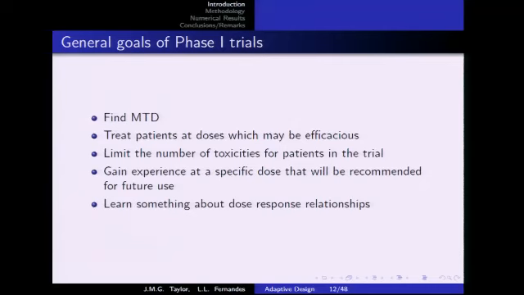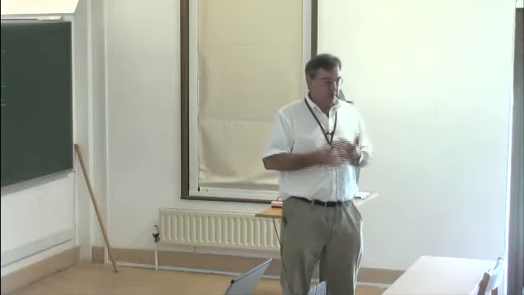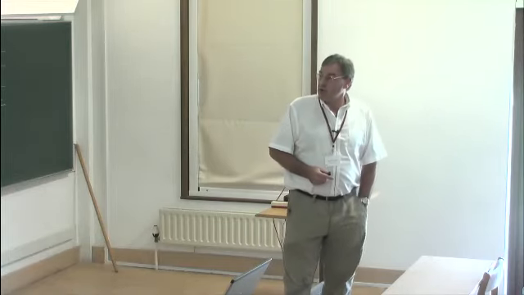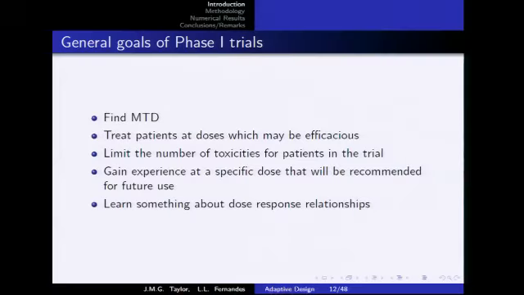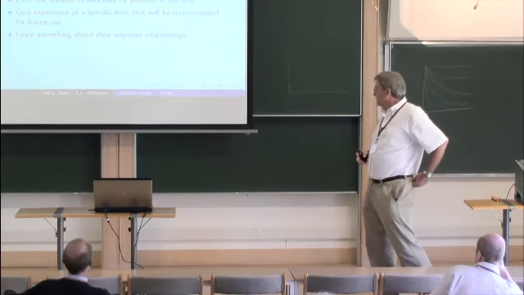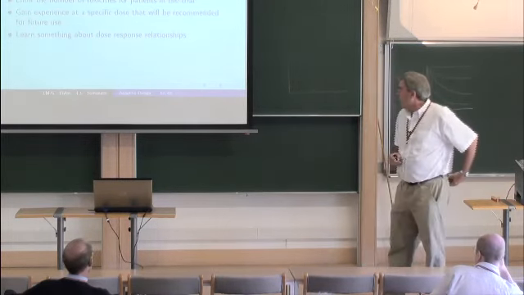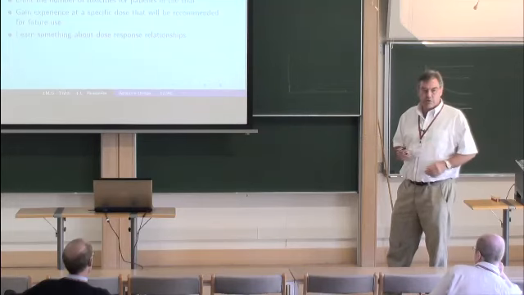Just general goals, you've heard this many times. You find the MTD, however that's defined. You also generally want to be treating as many patients as you can at a higher dose to give them a shot at the dose doing some good at killing the cancer. You don't want to run a trial where you observe lots of toxicities. You get in trouble. You're not going to be allowed to do that. So you've got to learn something without getting too many toxicities, except you have to have some, but you can't have too many. You typically want to gain experience in the dose you're going to recommend in the future. That's going to be a big issue in what I talk about. And you maybe want to learn something about the general dose-response relationship.